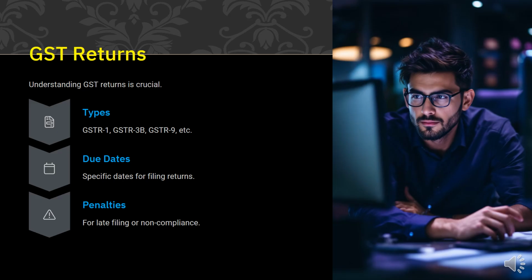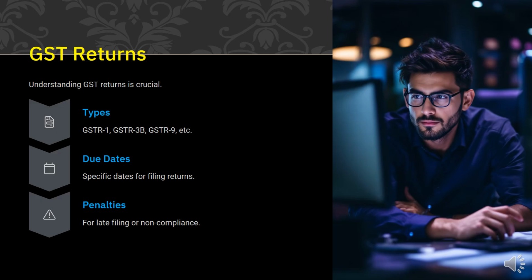Penalty for opting for the composition scheme even though he is not eligible. Demand and recovery provisions of sections 73 and 74 will apply. Fraud case and non-fraud case. Under fraud case, penalty of 100% of tax due or 10,000, whichever is higher. Non-fraud cases, penalty 10% of the tax due or 10,000, whichever is higher. Next penalty, wrongfully charged GST rate or charging a higher rate. Penalty 100% of the tax due or 10,000 rupees, whichever is higher.